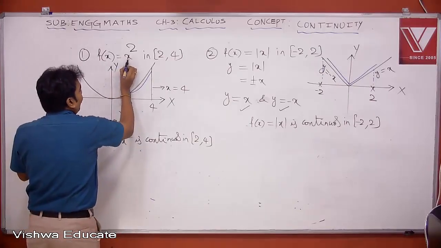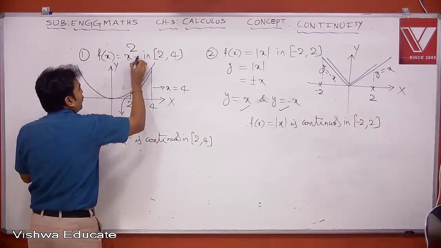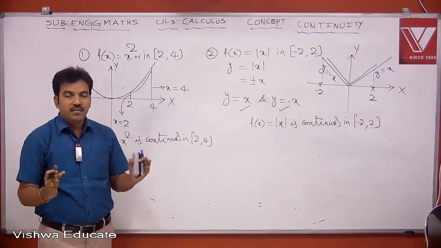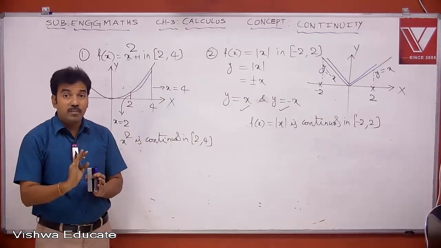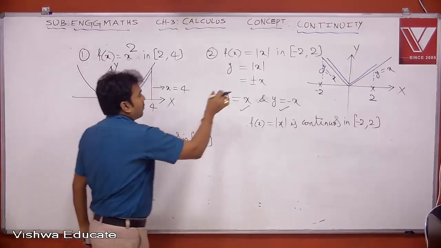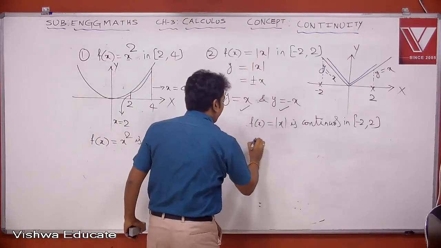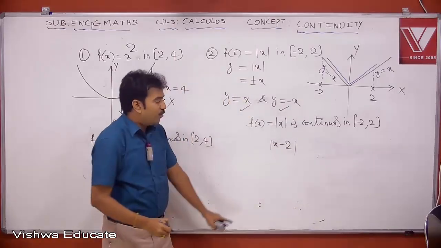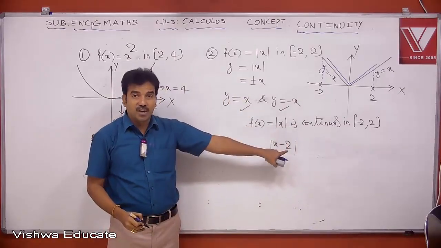It is a second degree polynomial expression. Suppose when you take plus 1, the graph will contract, but still continuity will not be missed. So it is continuous. Similarly, when you replace mod x by something like this, suppose I take a function modulus of x minus 2. Now it is again continuous in the same interval.